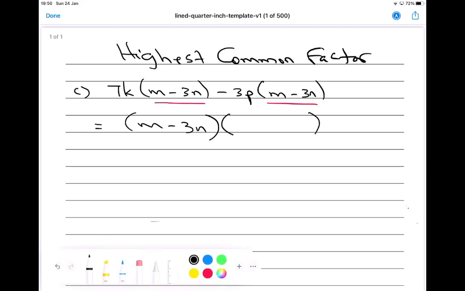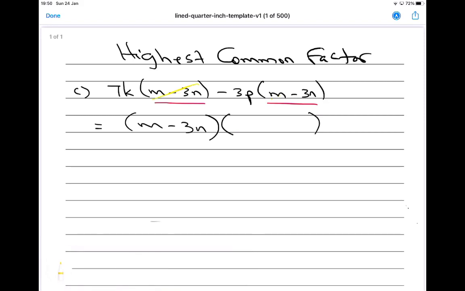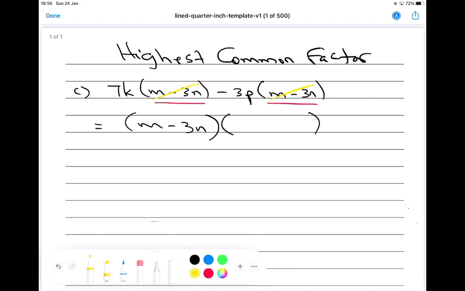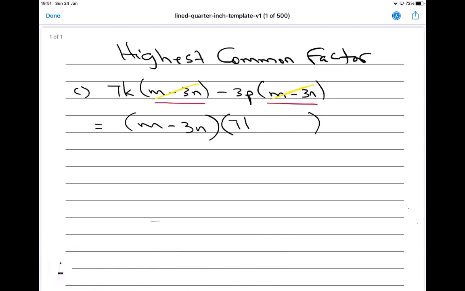All right. So you can imagine it like this. I'm not saying you cancel this out, but imagine that this and that have been removed and it's now out there as a common factor. The quickest way to get your answer inside the bracket is to take note of what remains after the m minus 3n has been taken out. So we remain with 7k and minus 3p. All right, so that should be our answer.